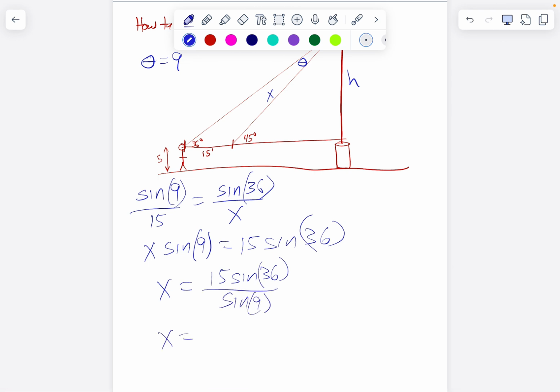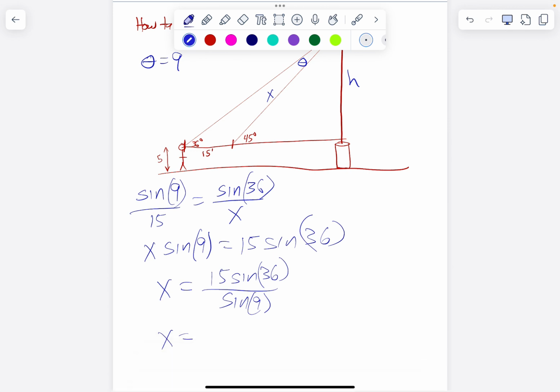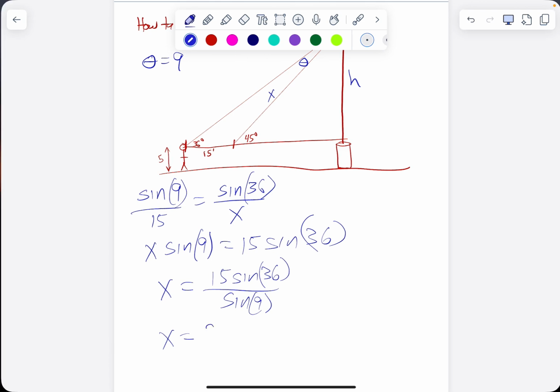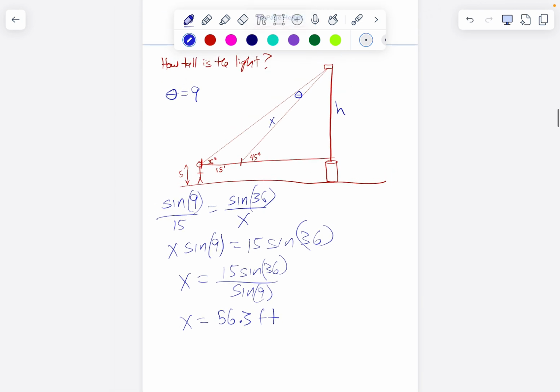And what'd you guys get? Well, let's see if everybody got the same, but what'd you get on that? 56.3, and that's feet. Okay. All right, and then how do we get h from there? So that is now 56.3. And at this point, you have a couple options.